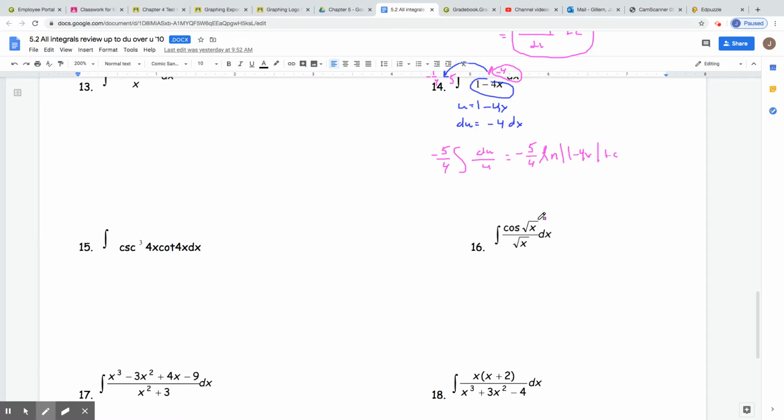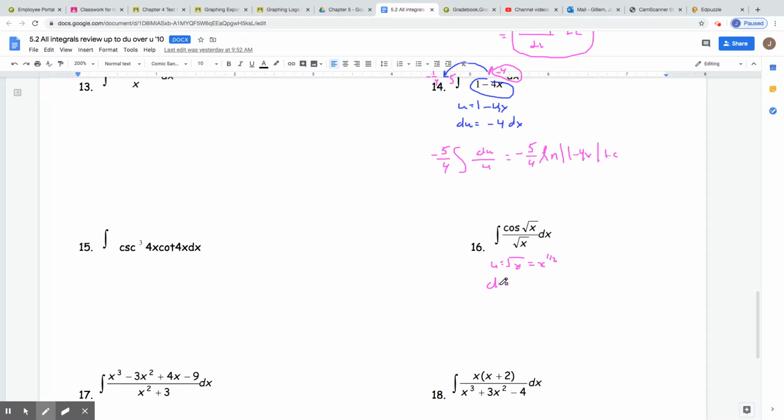It should be obvious what u should be. If we only have one trig function, we always make u what comes after it. Plus we have what's in the denominator, which is the other thing we could possibly pick. So u's got to be the square root of x, which remember, square root of x is x to the 1/2.